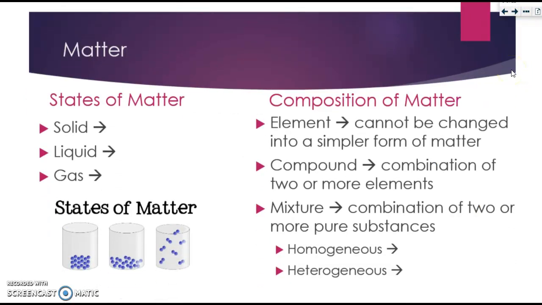Matter. So our three main states of matter are solid, liquid, and gas. These are things you should probably already know. A solid has a definite shape and volume. A liquid has a definite volume but takes the shape of its container, and a gas has neither. And you can see from the picture that solids are much closer together than liquids, and that gases are very spread out.